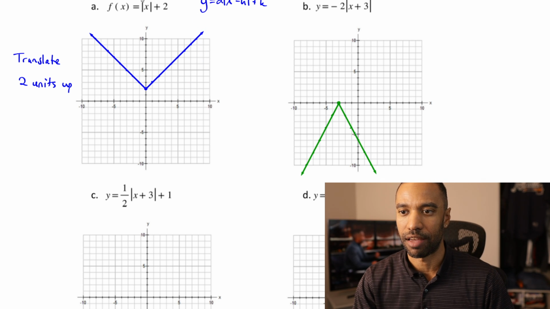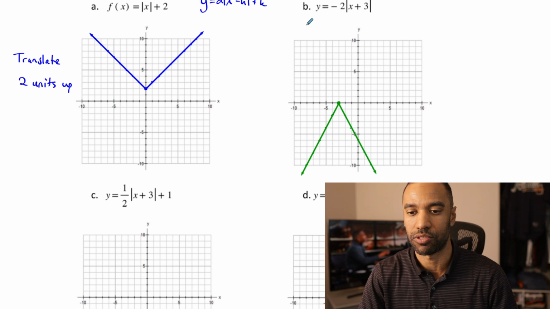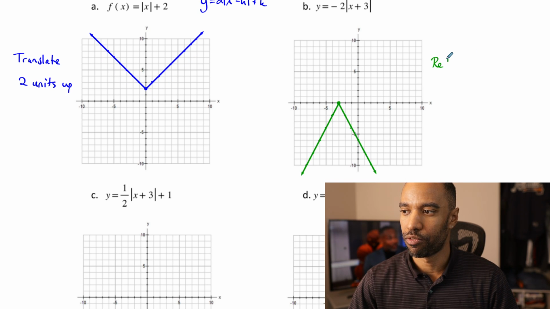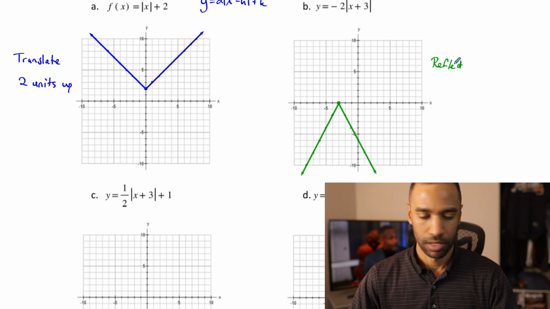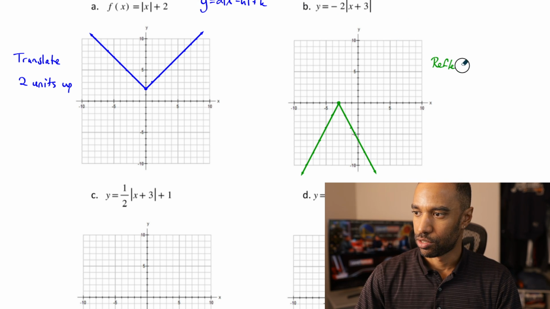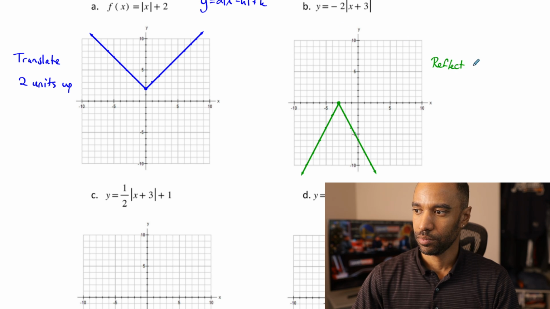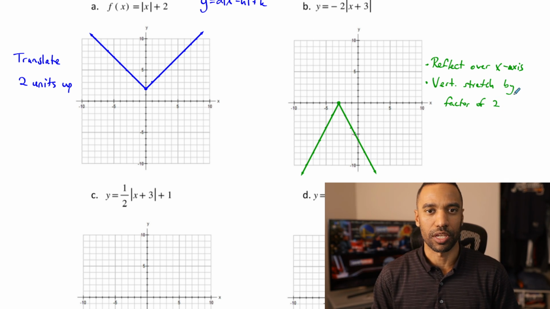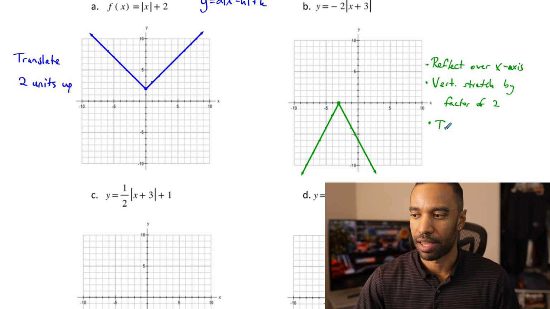And that it shifted over to the left. Notice it didn't shift up or down. There's no plus k on the outside of this thing. So when it comes to this, we're going to say reflect over the x-axis. Excuse me, that is not well written. We reflect over the x-axis to flip that thing over. That's what the negative is doing. We vertically stretch this graph by a factor of 2. Not -2. The negative is what made this thing reflect. And we translated 3 units to the left.